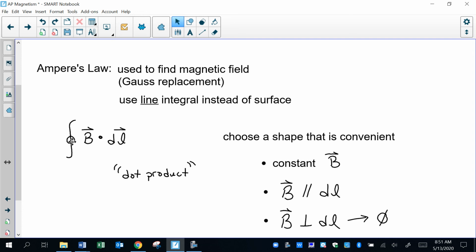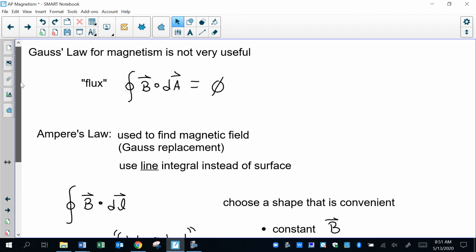So it's still a closed path. We still start and stop our integration at the same point. We're going to do a length instead of an area. This right here, another French name, Ampere. This is Ampere's law, and this is going to basically be the magnetic version of Gauss's law.